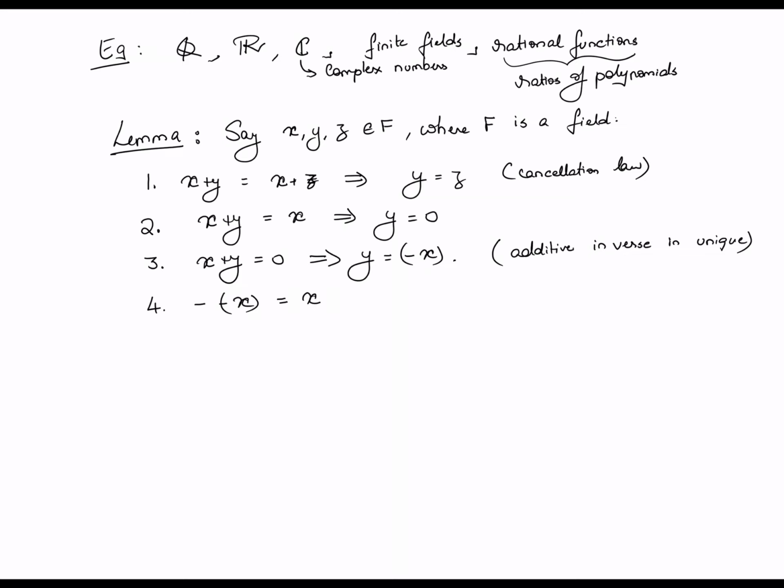So if you take the additive inverse of the additive inverse, you will get essentially the same element. So minus of minus x is in fact x. Zero times any element is 0.